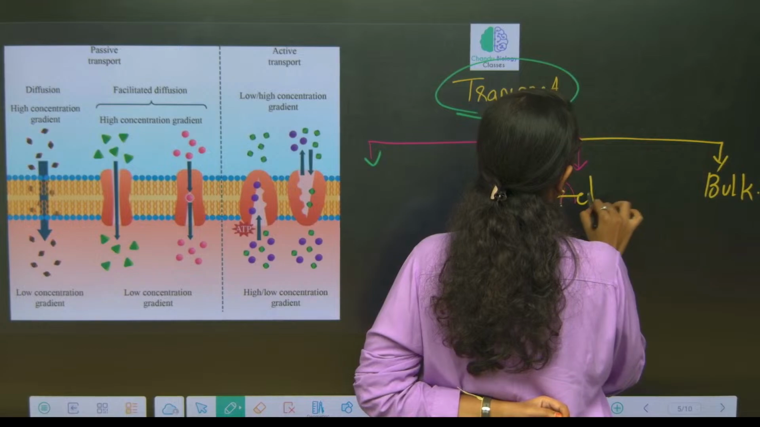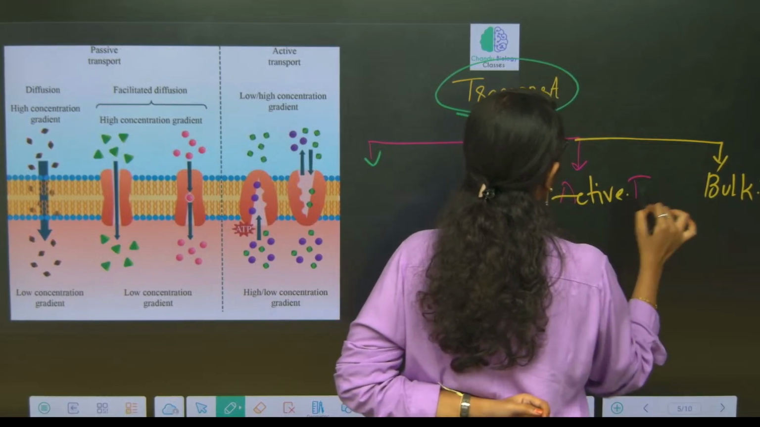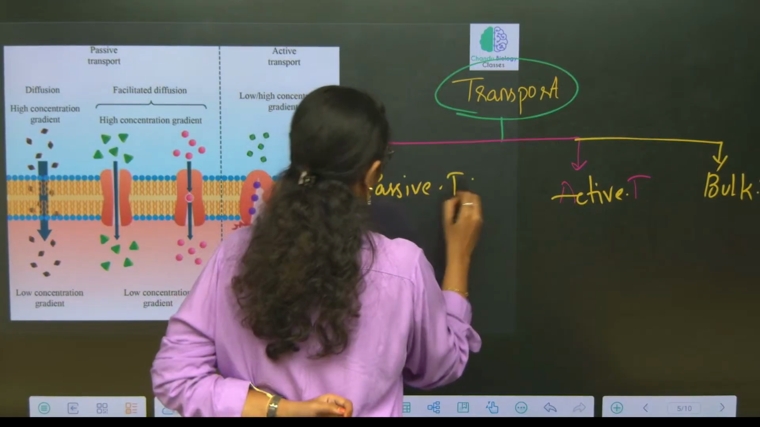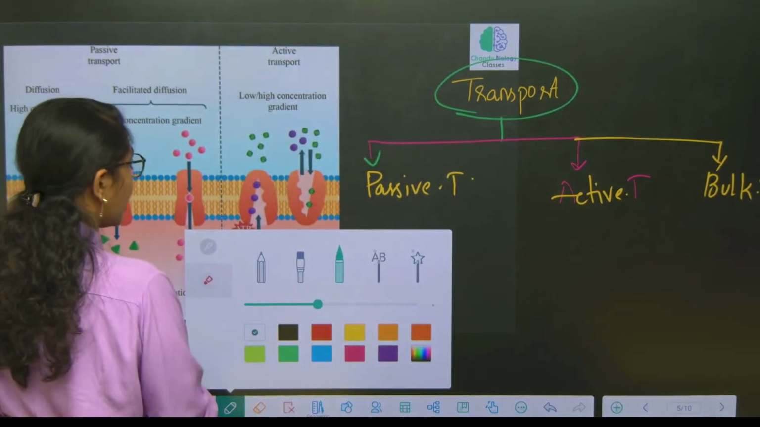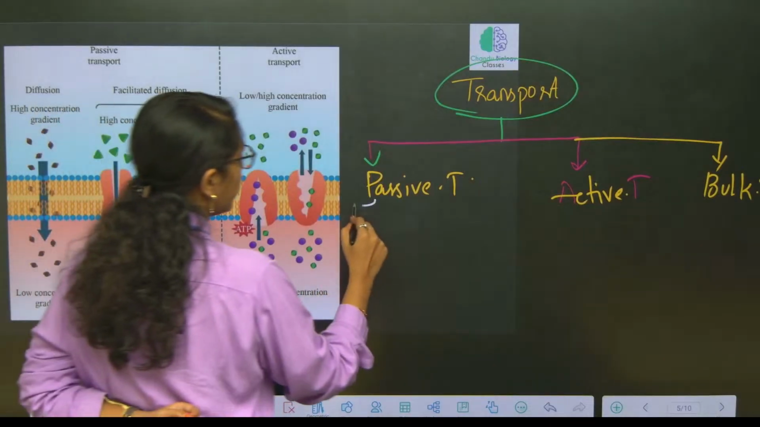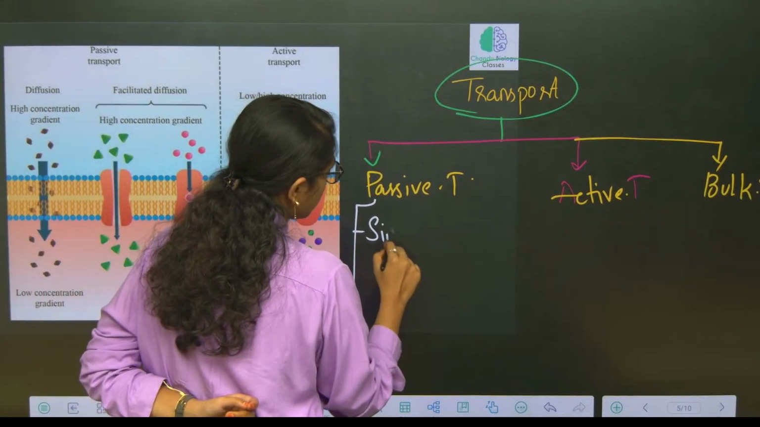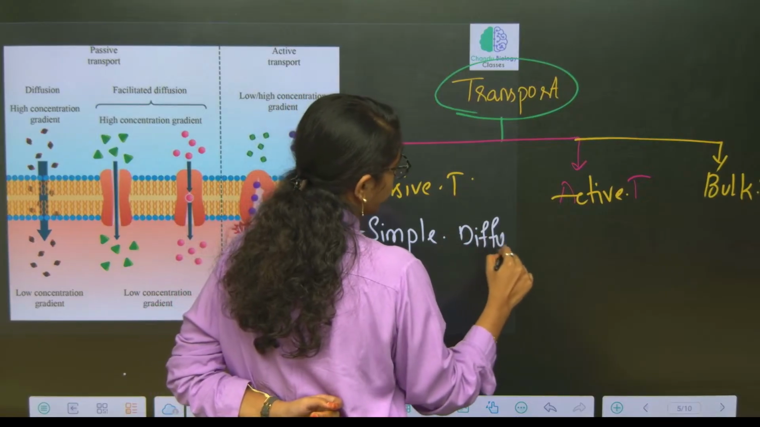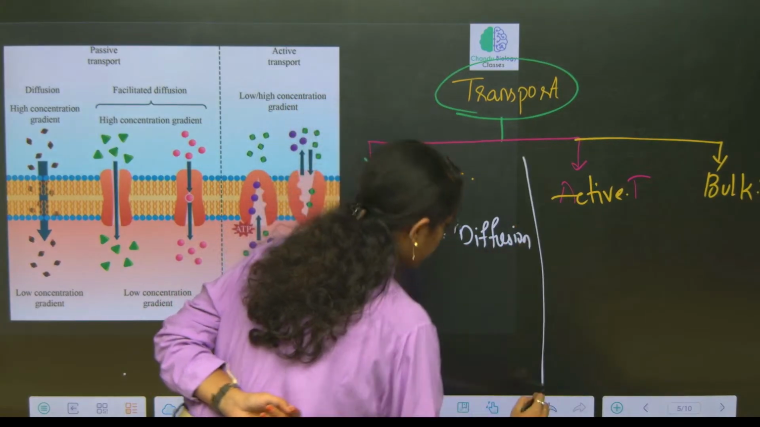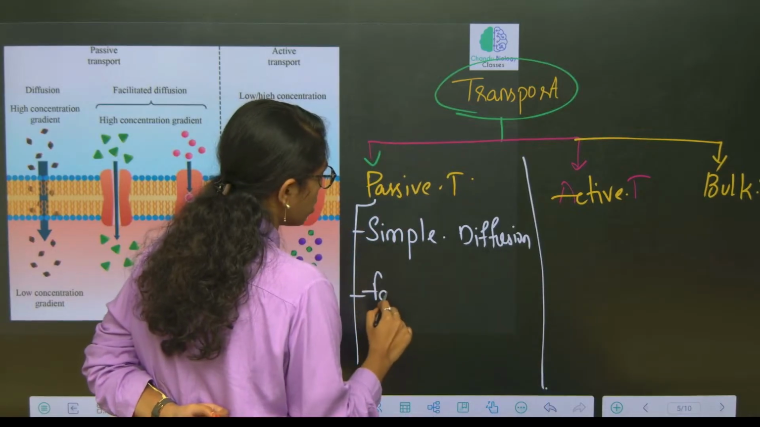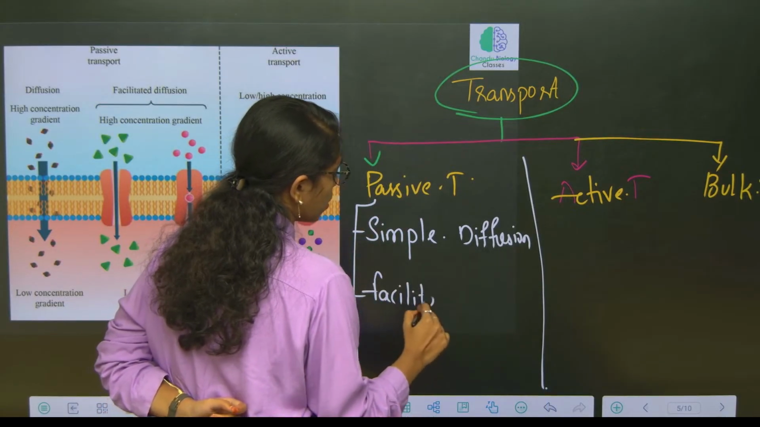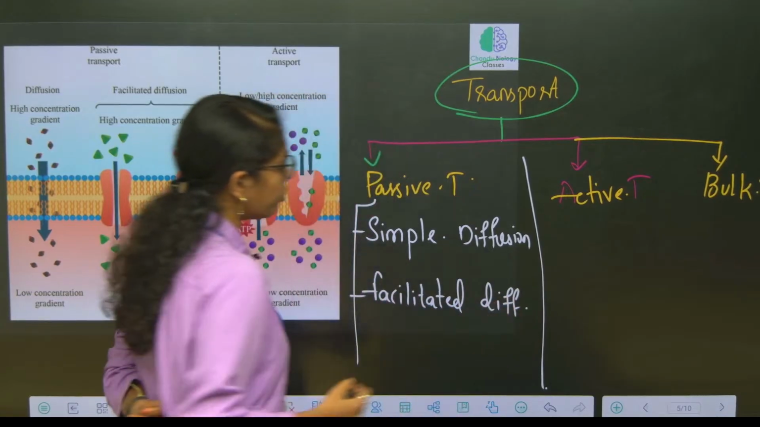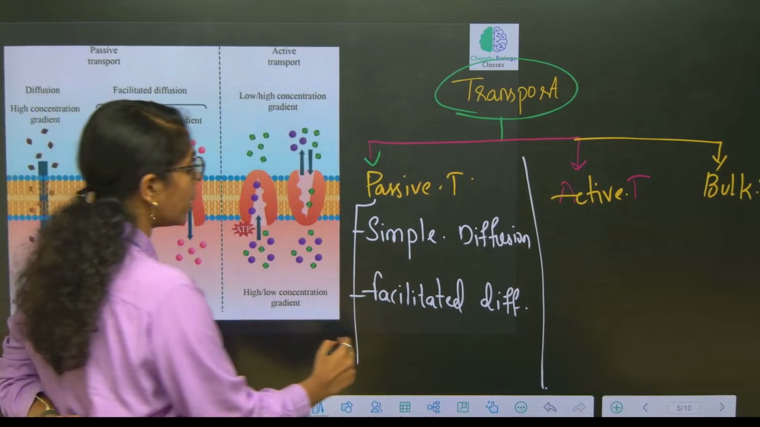Active and passive transport. So passive transport can be in three modes: simple diffusion, facilitated diffusion and osmosis.